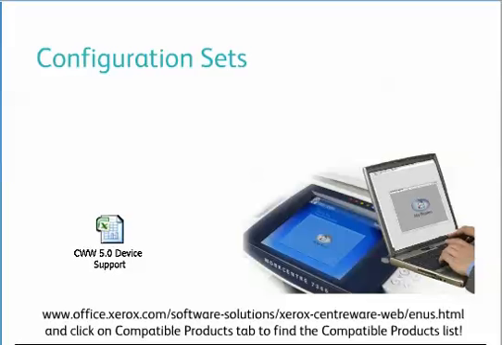Upon execution, CentreWare Web will provide an exception report to ensure administrators know of any configuration fields not applied. Prior to utilizing configuration sets, please be sure to check the device compatibility list at Xerox.com. Click on Office Products, then Software Solutions. Expand the Device Management category, select Xerox CentreWare Web, and then click on the Compatible Products tab. Or use the link on the screen and click on the Compatible Products tab to access the list.